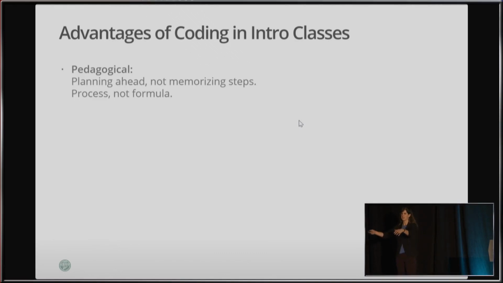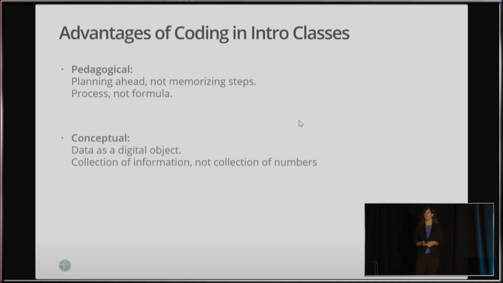Pedagogically, I think that thinking through things with code forces them to not just memorize steps. What are the steps of a hypothesis test or a t-test, or same thing, a linear regression, et cetera. They have to plan ahead, plan their output, and not memorize formulas. Conceptually, I think we live in an age where data is all digital. So thinking of data as a digital object and how people interact with it is a good way to interface with how this is being done in the real world, and to think of data as information and not a list of numbers that's handed to you on an exam.